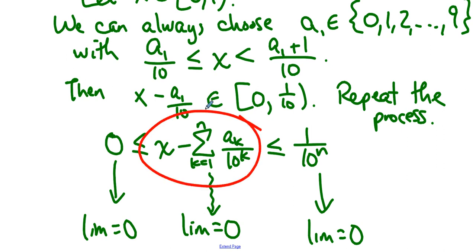Well, why do I care that this goes to 0? It means that x becomes this sum as n goes to infinity. That's exactly what we wanted, and so we're done. Every real number has a decimal representation. Every single one. We can trap it.